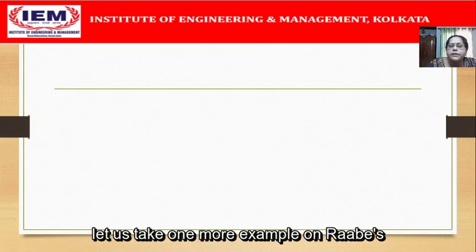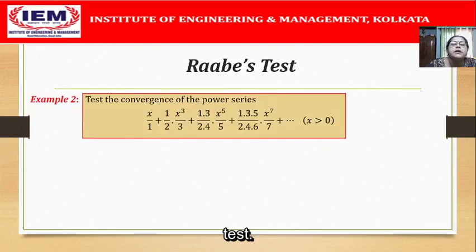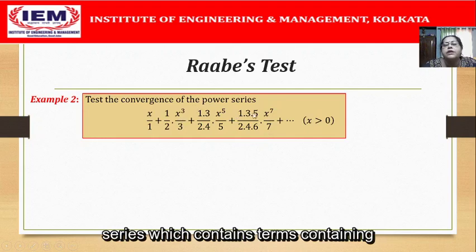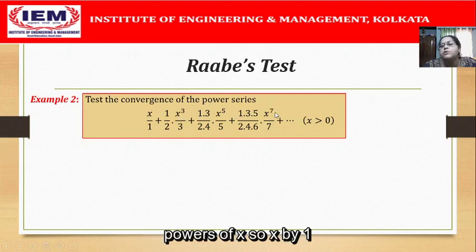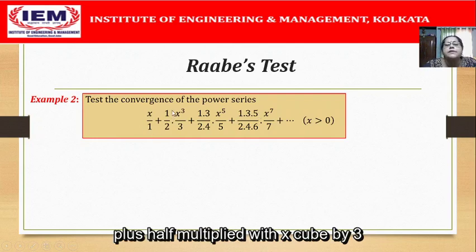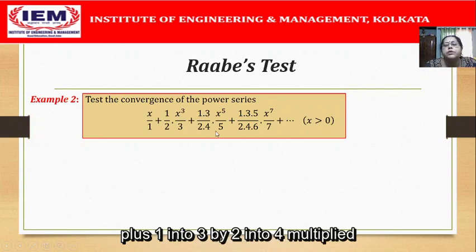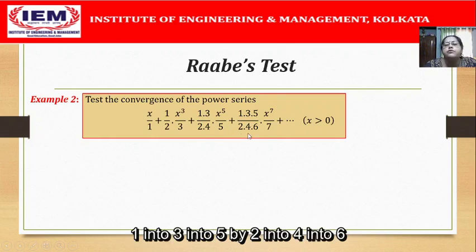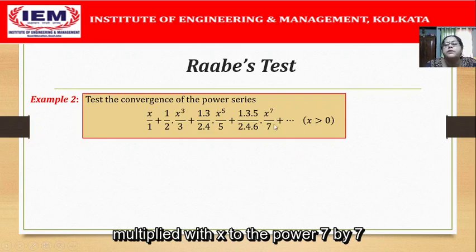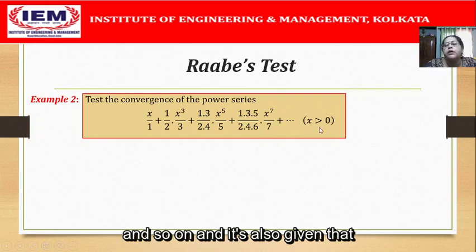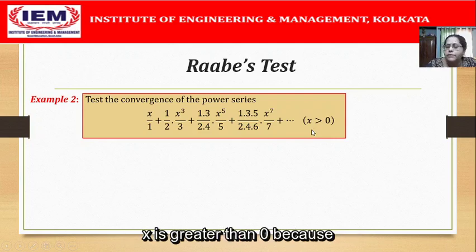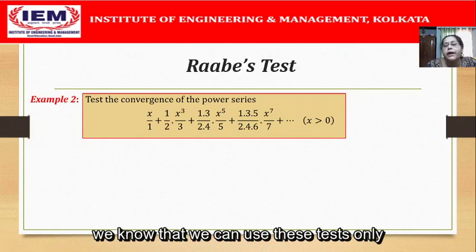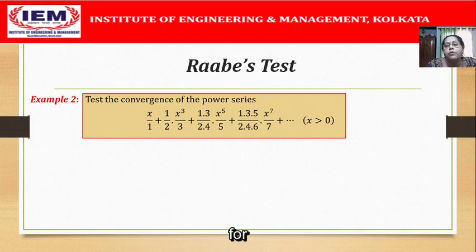Okay, so let us take one more example on Raabe's test. Test the convergence of the power series. So now we have a series which contains terms containing powers of x. So x by 1 plus half multiplied with x cubed by 3 plus 1 into 3 by 2 into 4 multiplied with x to the power 5 by 5, 1 into 3 into 5 by 2 into 4 into 6 multiplied with x to the power 7 by 7, and so on. And it's also given that x is greater than 0, because we know that we can use these tests only for positive series.